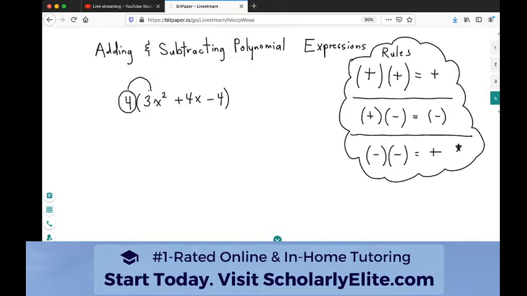So positive 4 times positive 3x squared. Well, remember that the x squared doesn't change. Only the coefficients get multiplied here. So 12x squared. And then let's multiply positive 4 by positive 4x. And that's going to be positive 16x. And then right here, we've got positive 4 times negative 4, which is going to be negative 16. And this is our final answer. The reason, again, is because none of these are like terms. Nothing can be simplified here. And so we're just going to leave it the way it is. Okay?